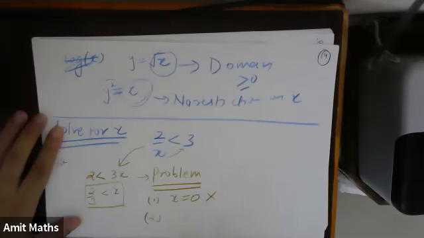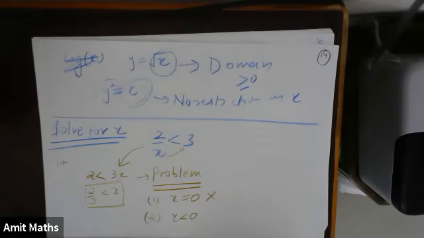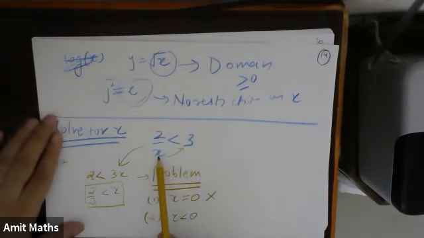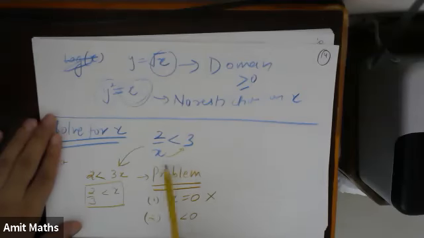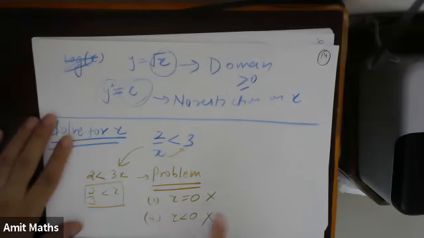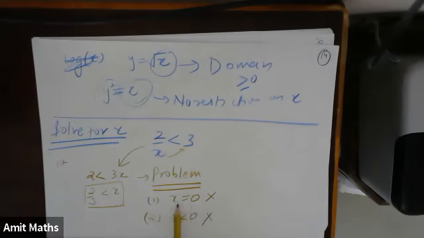The second part is, when x is less than 0, what happens? Suppose x is less than 0, that means it is negative. When you cross multiply a negative to the other side, the inequality should change. Have we taken care of that? So the two parts in which this is wrong are: when x is equal to 0, we cannot cross multiply 1 by 0, and when x is less than 0, you have to change the inequality, which we have not done.